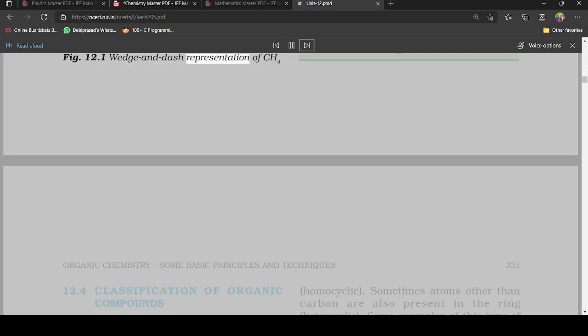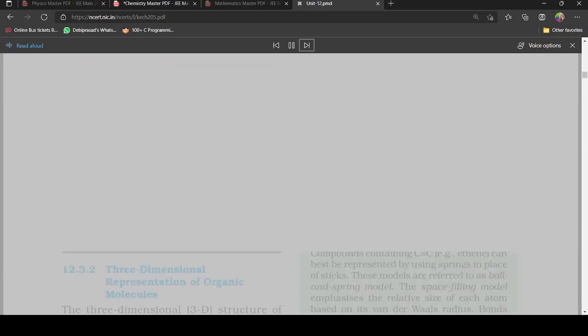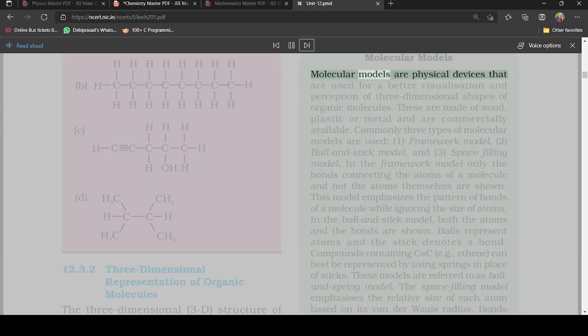Fig. 12.1 Wedge representation of CH4. Molecular models. Molecular models are physical devices that are used for a better visualization and perception of three-dimensional shapes of organic molecules. These are made of wood, plastic or metal, and are commercially available.